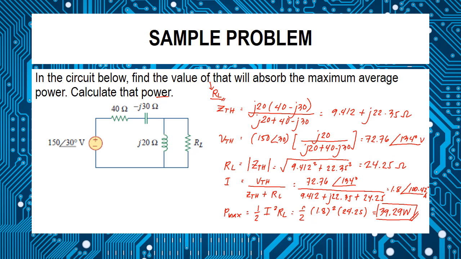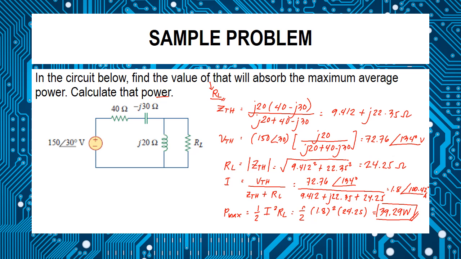So for the current on this load, that is equal to VTH over ZTH plus RL. So VTH is equal to 72.76 angle 134 degrees divided by 9.412 plus J22.35 plus RL of 24.25. So this will be equal to 1.8 angle 100.42 ampere.